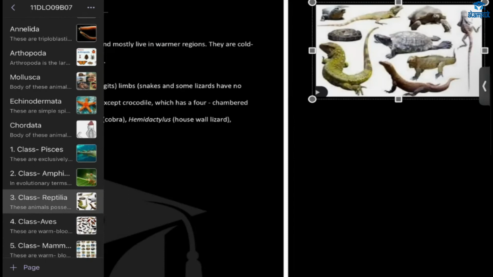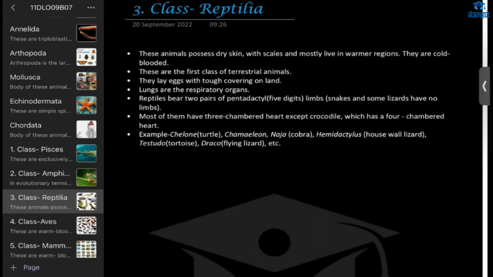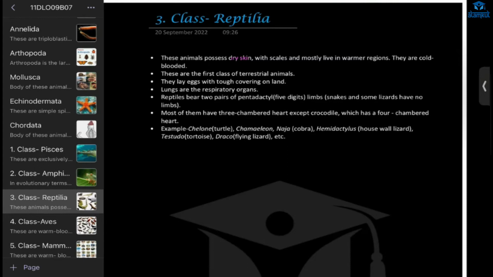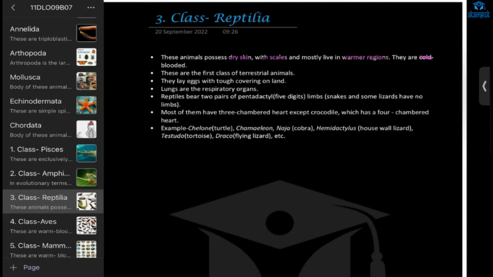Next we have what? Class Reptilia. That means reptiles, right? So they have dry skin. Here in the amphibians, moist skin. Here, dry skin. And they have scales. Here in the amphibians, they don't have scales. In Pisces, they had scales. Okay? And they live in warmer regions. And they are also what? Cold-blooded. This is the first class of terrestrial animals. That means they are land animals.